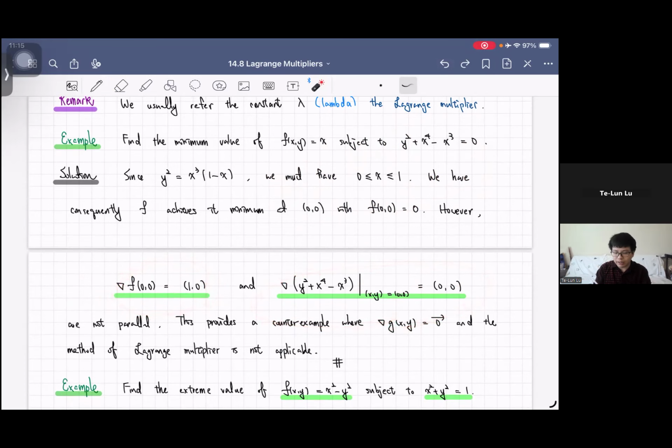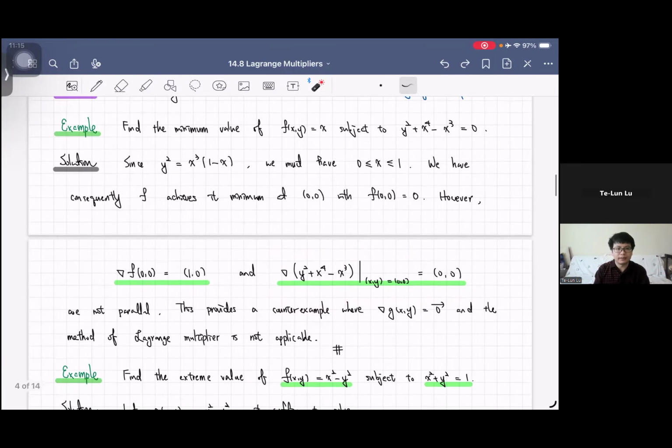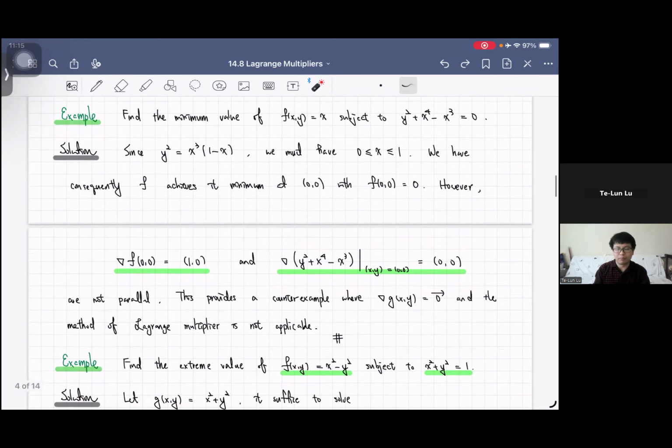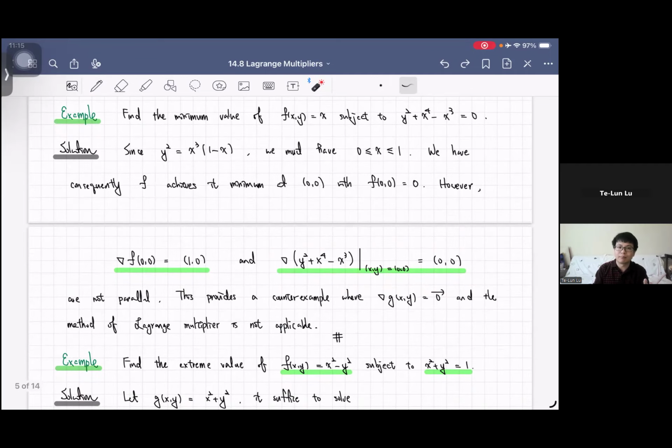So that suggests that whenever the gradient of the constraint is 0, then the multiplier theorem will not work. But this is a very special case. In most cases, the multiplier theorem works. This is just a counterexample to demonstrate why the gradient of the constraint being non-zero is so important.